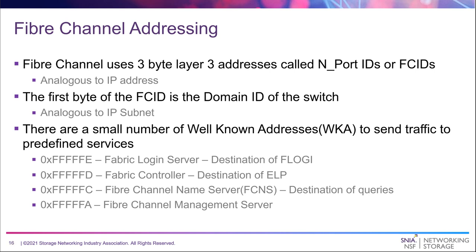Now for the well-known addresses, these are addresses that every device driver would expect to see. You can think of it sort of like community services. You've got a number for the police department, you've got a number for the ambulance, and so on down the list. So there's the destination for the FLOGI address, the destination for the fabric controller, which is the ELP destination, and the name server. One of the things different about Fibre Channel is that we have a name service resident in the fabric. All of the switches in the fabric run a copy of the name service, so all of the switches are intimately aware of the location of every device in the fabric. Then you also have the Fibre Channel management server. So that's the short list of addresses.